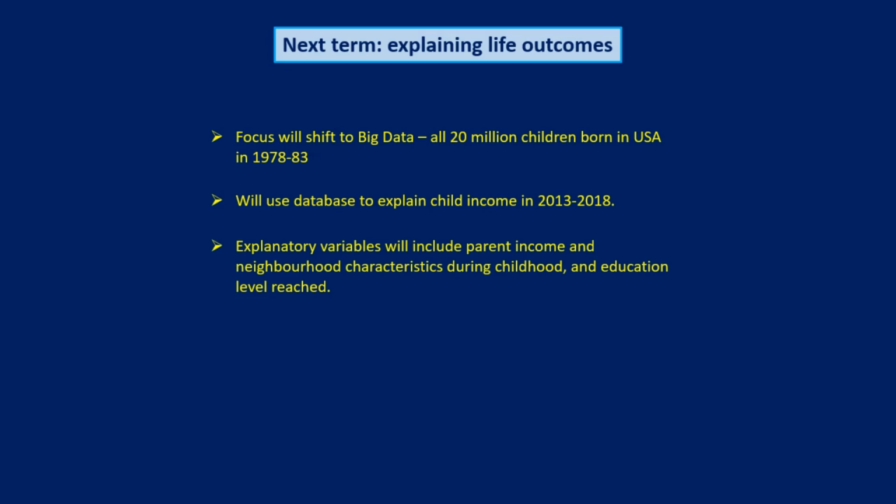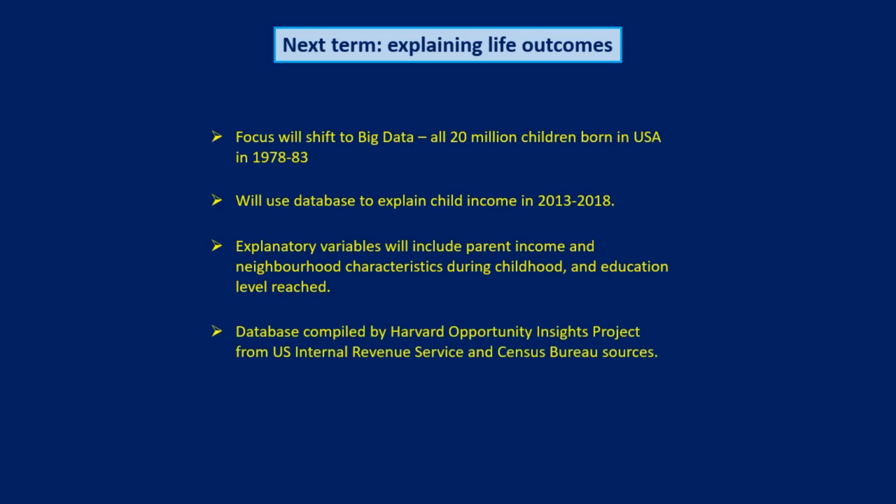Instead of GR, GE, and IN, our explanatory variables will include the child's parents' income, property values and crime rates in the neighborhoods where the child grew up, and the level of formal education she reached. The database was compiled by a group of professors and students at Harvard University's Opportunity Insights project, drawing on Internal Revenue Service and Census Bureau data. For each child, the database includes observations of the variables I've just mentioned, and many more.